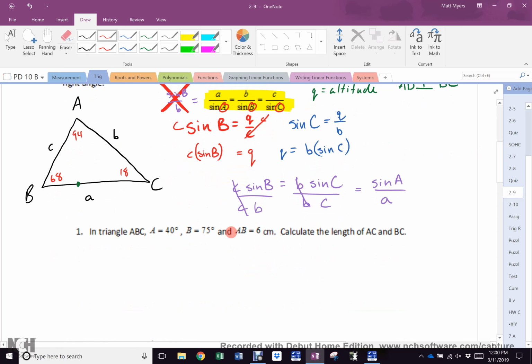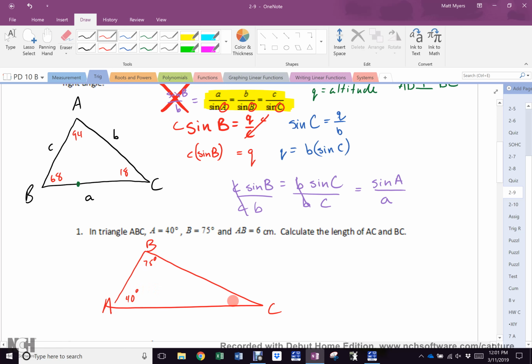In triangle ABC. So I'm going to draw a triangle ABC. Does it matter how I draw it? No. So I'm just going to go ABC. Everybody happy with that? Okay. Now, this says angle A is 40 degrees. So where must I put angle A right now? Right here, 40. Where would I put B is 75 degrees? 75 degrees. And what do I then know C?